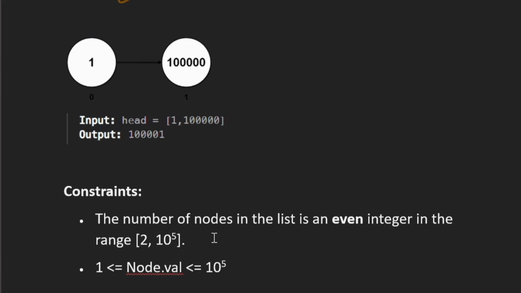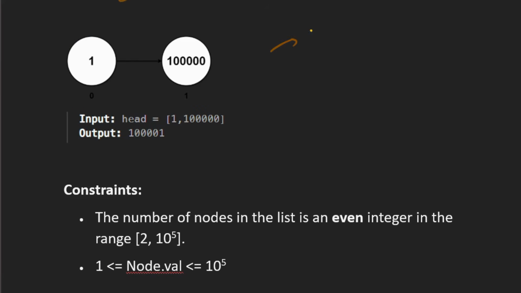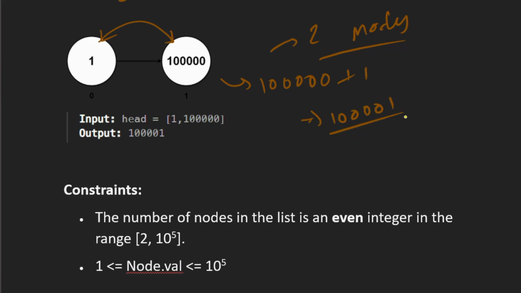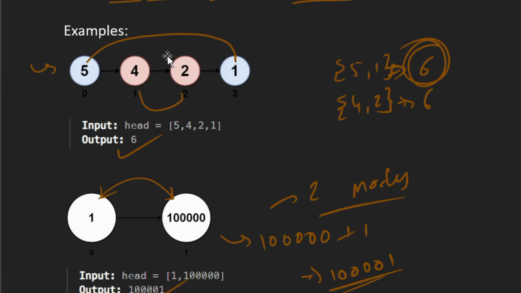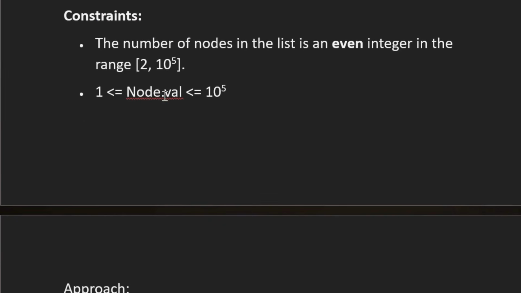So let's see the second example. So here we have only two nodes. So if we have two nodes then they will be the twin of each other, right? So we directly sum these two nodes. So we get the sum, and this is our answer. So this way we need to return the maximum sum of the twin pairs out of all the twin pairs, right?